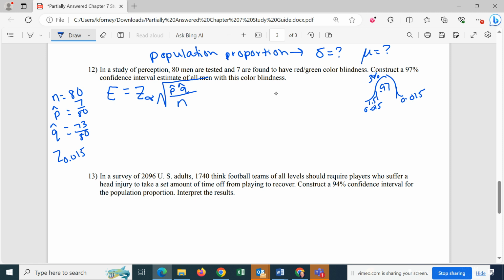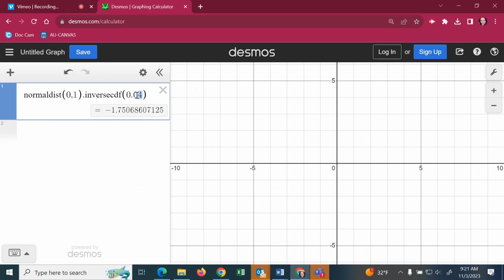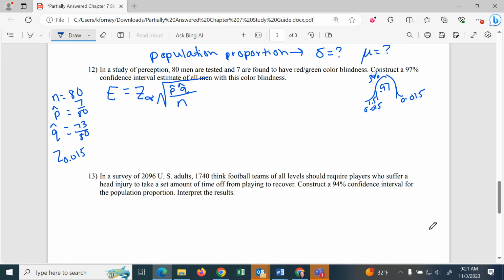So you can go into Desmos to find your z-score. 0.015 gives 2.17. So that is my critical value. My critical value is 2.17. And so for my p, that is 7 divided by 80 times 73 over 80, divided by 80, and all of that is under the square root.